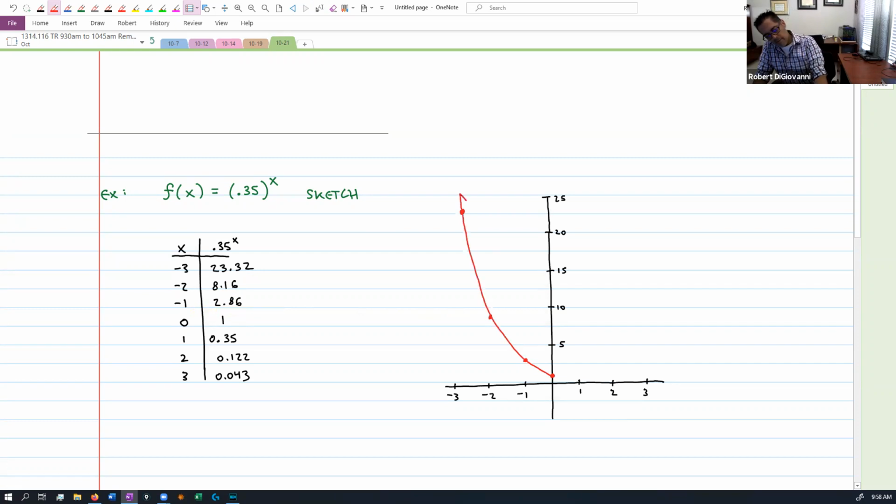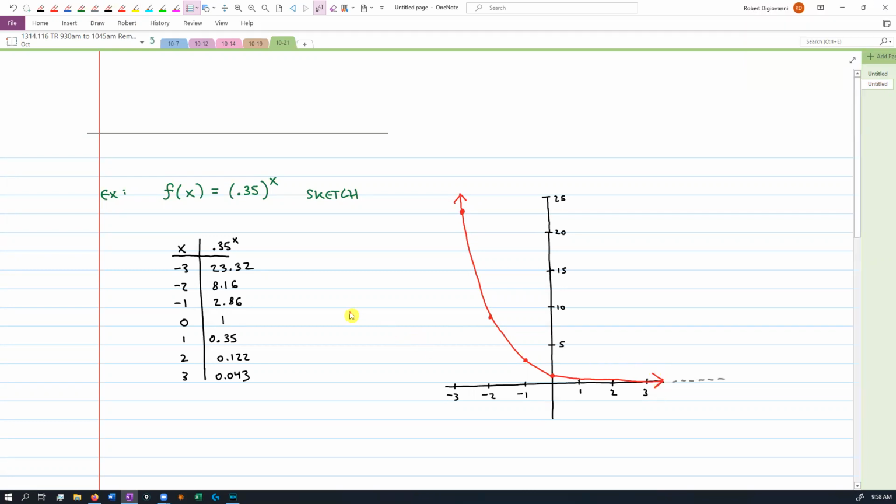It's going to go up. And then on the right-hand side, I know I have that horizontal asymptote. And so the graph is going to decay down and get closer and closer. That's it, okay? That's all I want. Any questions?